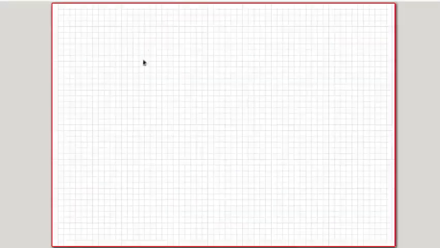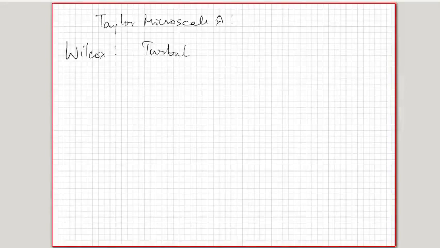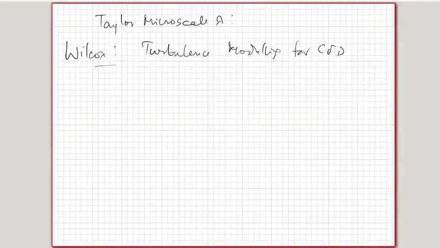But how much bigger? So the Taylor microscale lambda has been given some figures in the book by Wilcox. I'll give you the reference. Wilcox, Turbulence Modeling for CFD. This is a classic textbook which talks about the turbulence and its modeling.